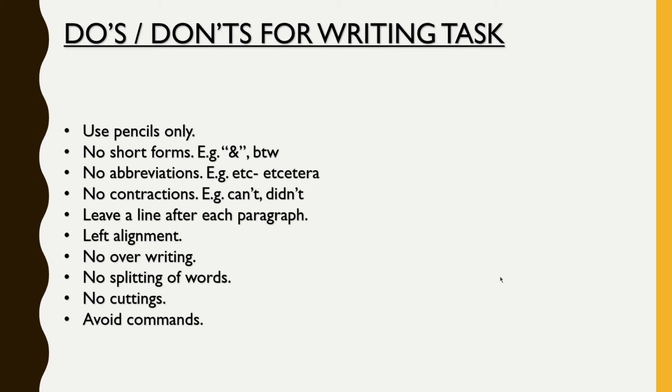The next one is not to split words. What is splitting of words? It is seen that whenever the line is about to end and we feel that the space is not enough for a word to fit in, we just write half of the word. Like suppose we have to write 'because', so we just write 'be', put a hyphen and move on to the next line and write the remaining word, that is 'cause'. This pattern is not followed in IELTS.